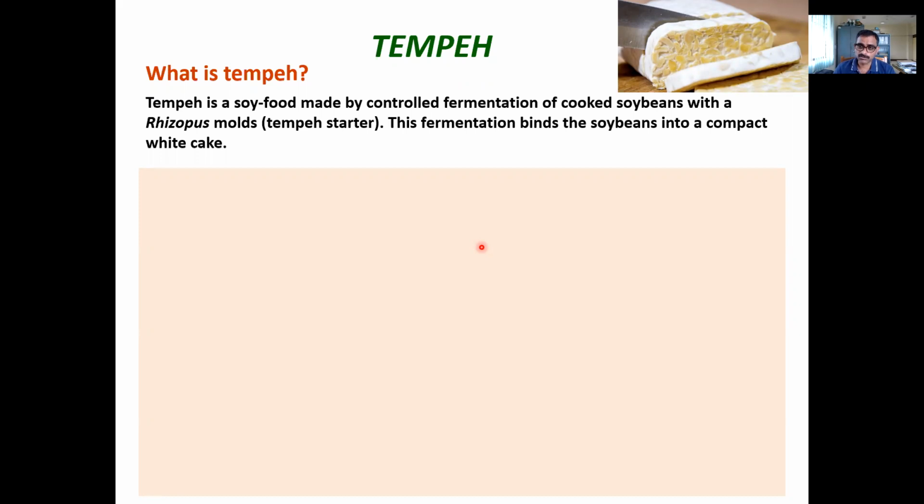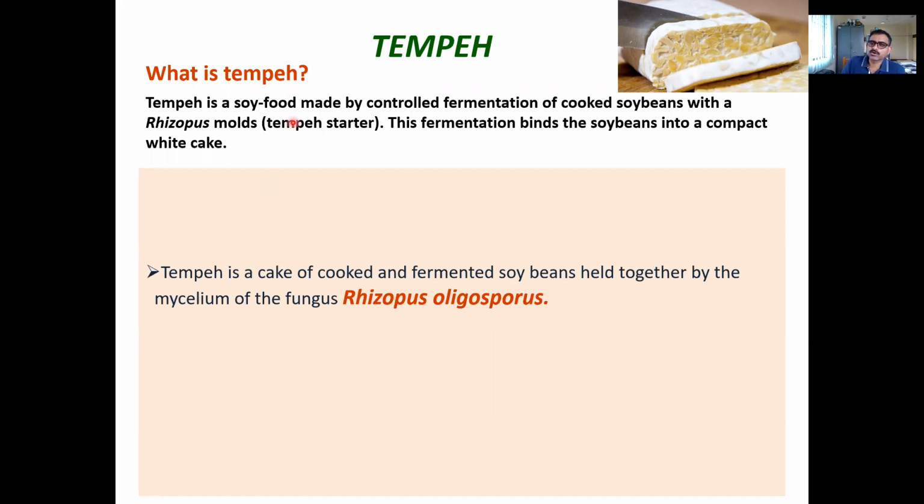And it is allowed to ferment. The fungus will grow and cover all the dals, and it will produce a characteristic taste. That is called tempeh. Tempeh is a soybean food made by controlled fermentation of cooked soybean with a Rhizopus mold, called Rhizopus oligosporus, which is also called the tempeh starter.